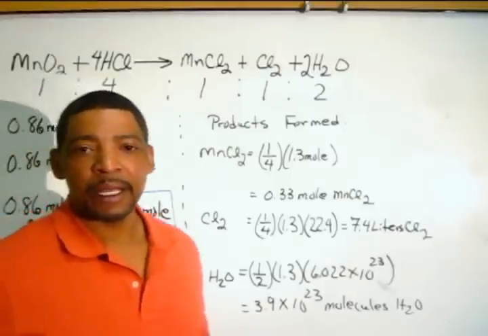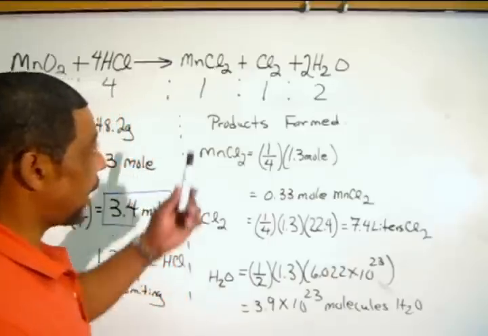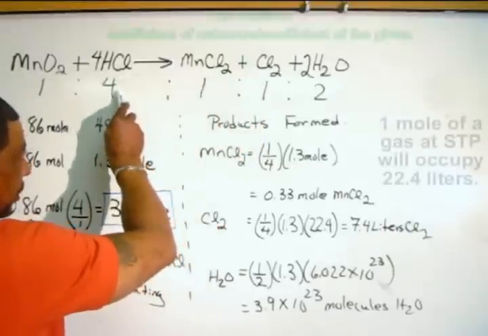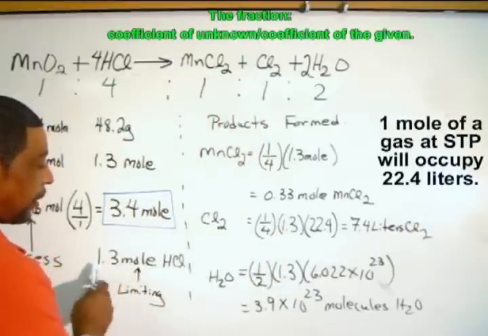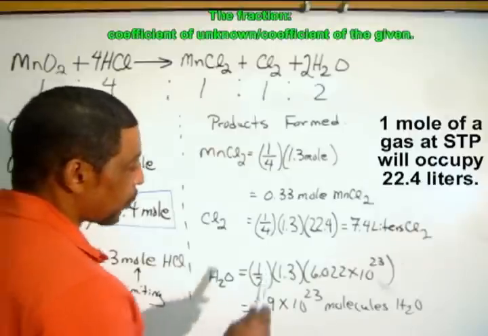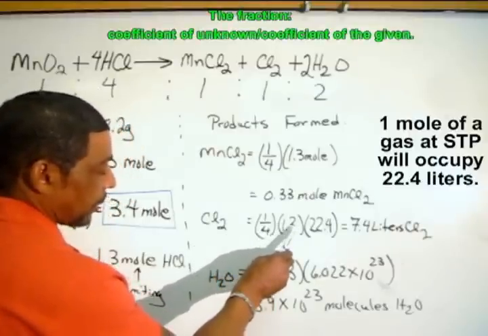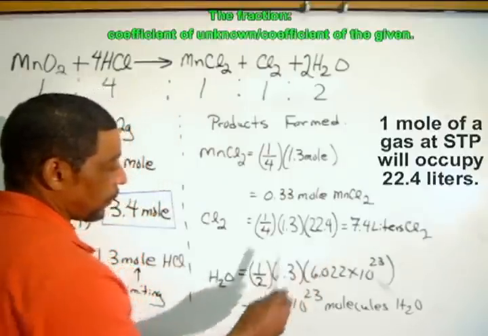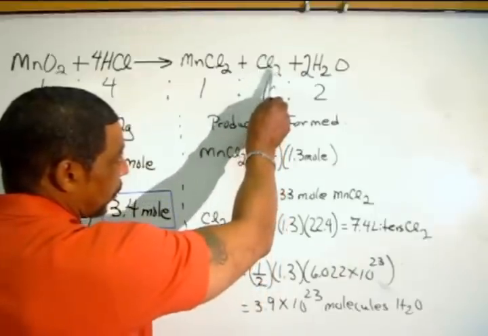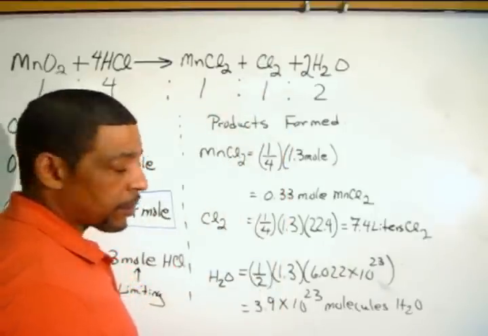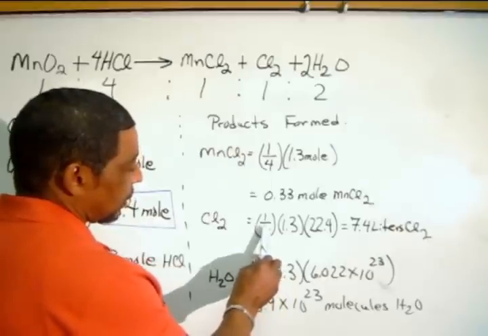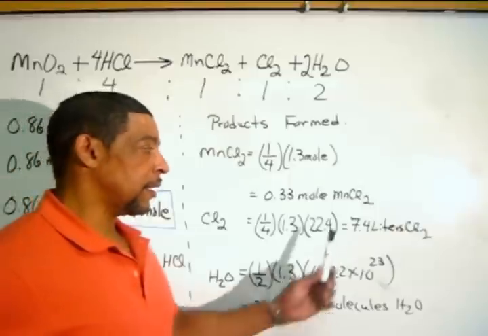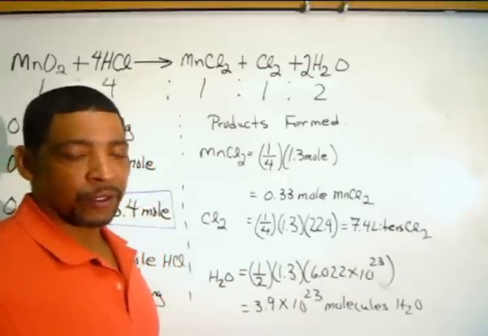Suppose we wish to determine the number of liters of chlorine gas formed at STP. To do so, divide 1 by 4 and multiply times the amount of limiting reagent. This will equal 1/4 of 1.3. It is known that at STP, the volume of any gas will be 22.4. So to determine the number of liters of chlorine gas produced at STP, multiply 1/4 times 1.3 times 22.4, and the answer will be 7.4 liters of chlorine gas.